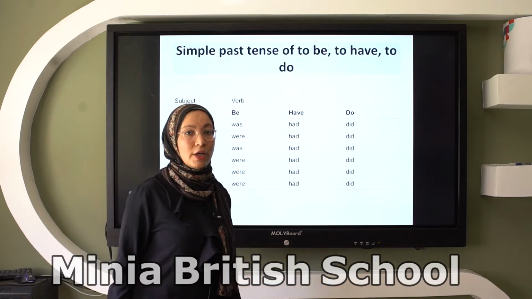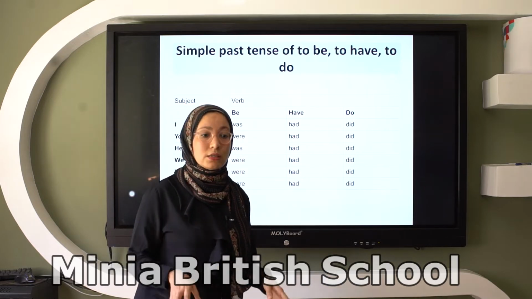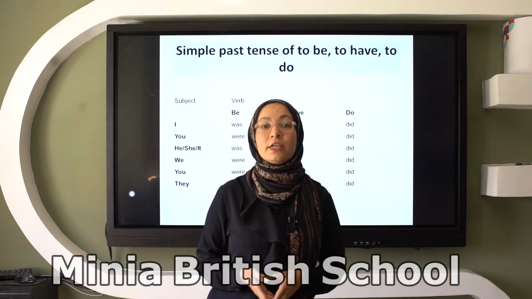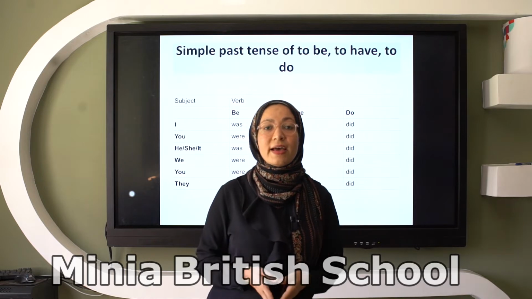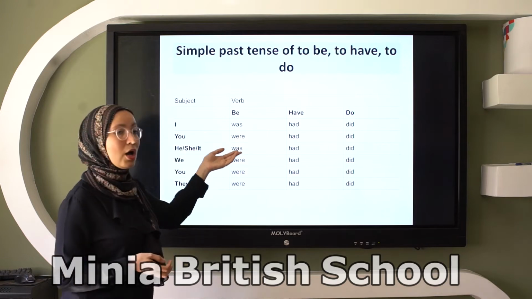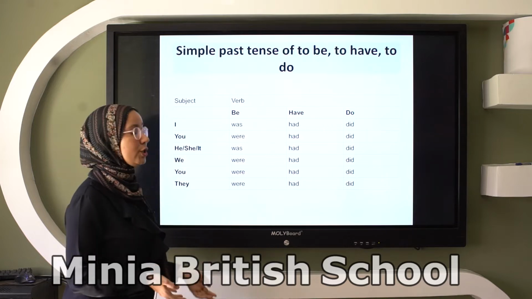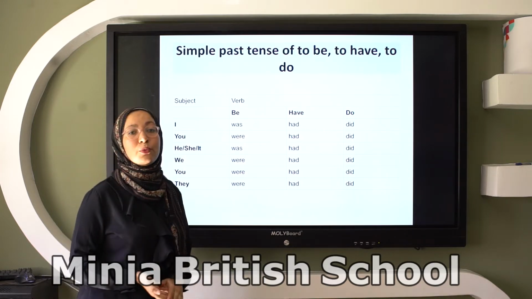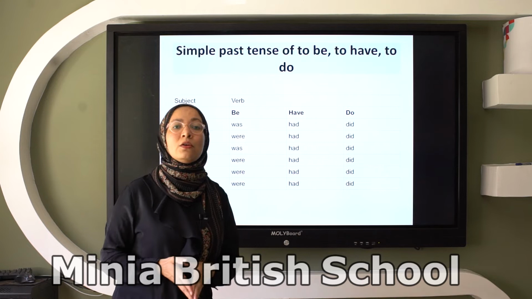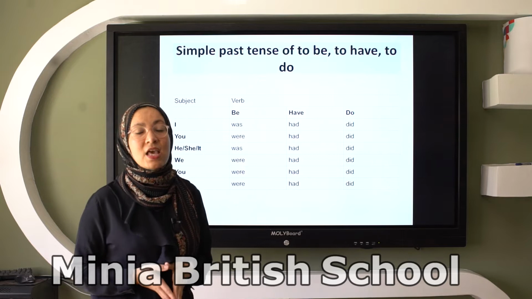As you see here, for verb to be, verb to have, verb to do, we said that these three verbs have different cases for their form in the past simple. Let's start with the verb to be. I becomes I was, you were, he, she, it was, we were, they were, and you for plural pronoun were. And for have, all the subjects that you have in the sentence take had. So I had, you had, she had, we had, and they had.